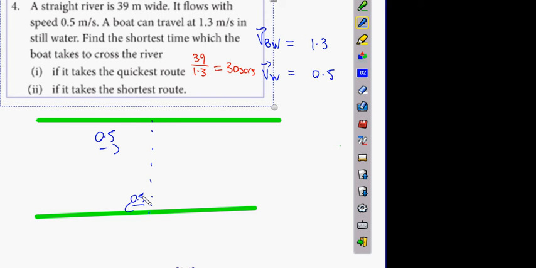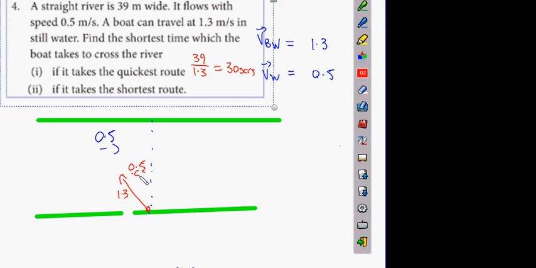Now, what I suggest we do as the boat this time around is aim in a direction, and in this direction we're aiming our 1.3 diagonally up, and its components have to include 0.5 going to the left. How do I know it has to be 0.5 going to the left? Because you have to combat the 0.5 going to the right, so that your relative velocity just goes straight up.